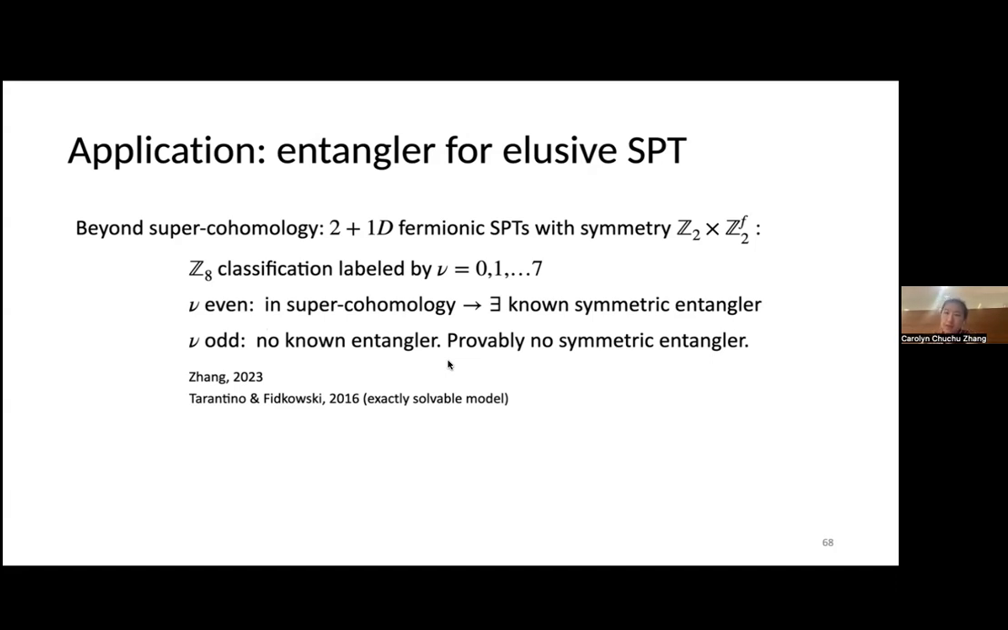So the best you can do is a unitary operator that takes you from a symmetric state to a symmetric state, but the operator itself is not symmetric. And so Tarantino and Fidkowski in 2016 constructed a commuting projector parent Hamiltonian for this root Z2 cross Z2^F SPT phase. But even though they constructed the commuting parent Hamiltonian and understood the ground state, they didn't have a way to entangle the ground state from a trivial state.